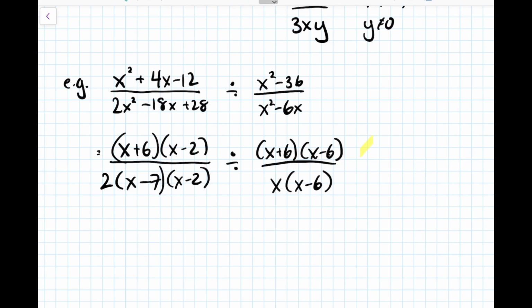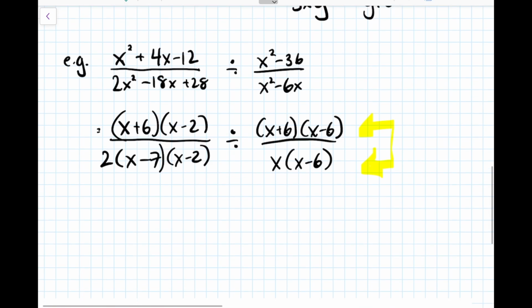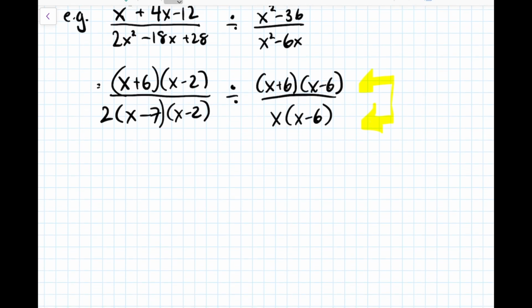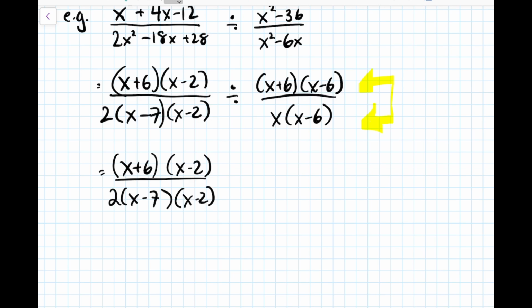So now we want to flip our right fraction. And so that's going to give me x plus 6 times x minus 2 over 2 times x minus 7 times x minus 2 multiplied by x times x minus 6 over x plus 6 times x minus 6. All right, we've got a whole bunch of stuff we can start canceling out.